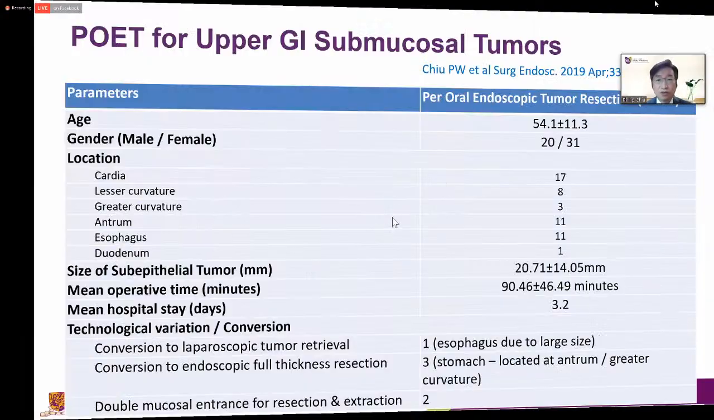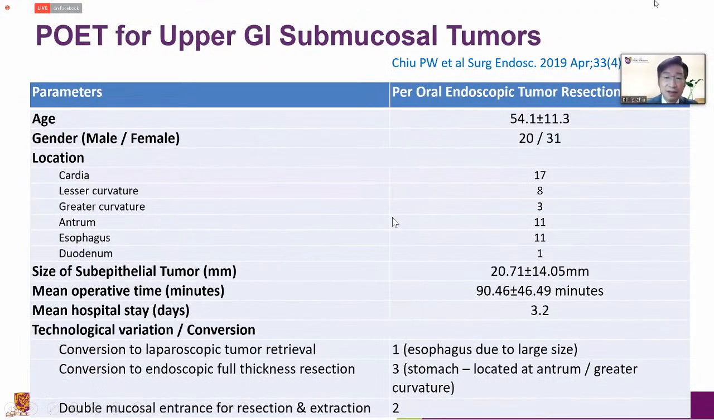This is our report in Surgical Endoscopy with 51 cases of peroral endoscopic tumor resection. The location of the tumors we selected was the gastric cardia, lesser curvature, and esophagus, because these are the most difficult sites even for laparoscopic surgical resection. The size of the submucosal tumor is usually 20 mm, and the operative time is 90 minutes.